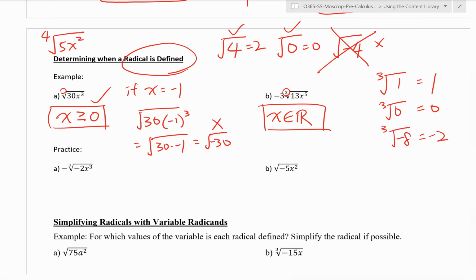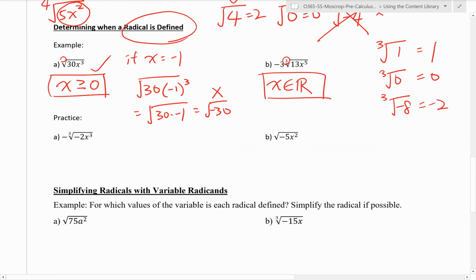In that case, sure, x could be negative. That's fine, because we can take the fourth root of a positive number. So what that means is this will never be negative, right? If that's never going to be negative, then x could be anything. Okay, so that's how you figure out when a radical is defined. There are 2 questions for you to try.